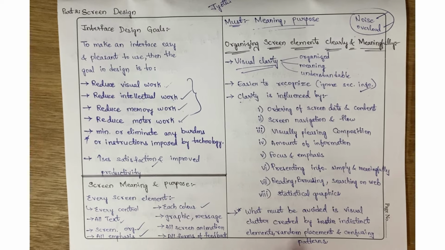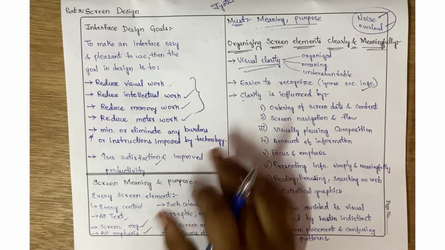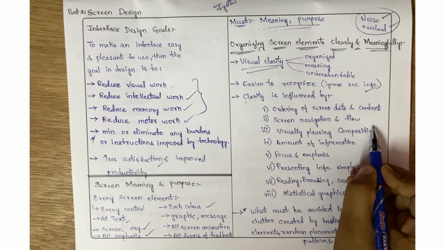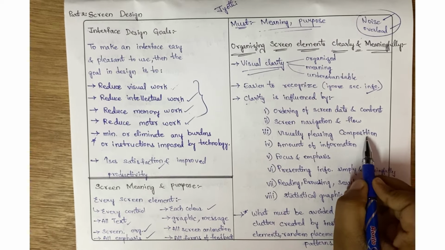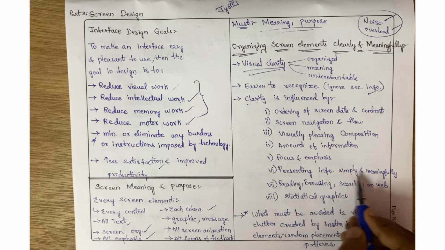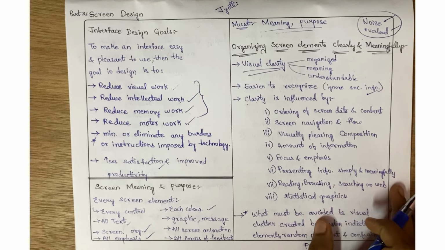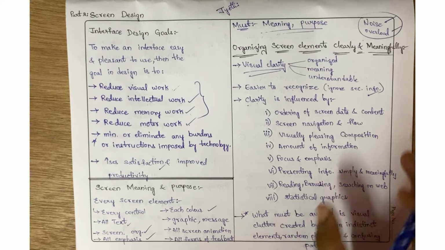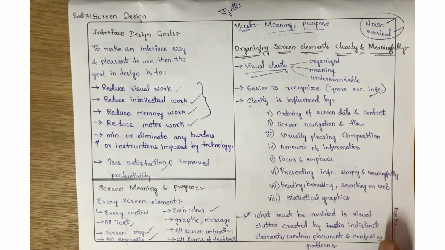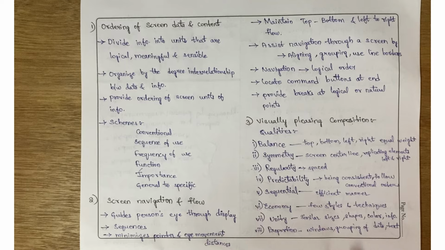As I said in the previous video, clarity is influenced by 8 parameters. The 8 parameters are: ordering of screen data and content, screen navigation and flow, visually pleasing composition, amount of information, focus and emphasis, presenting information simply and meaningfully, reading, browsing, searching on the web, and statistical graphics. In this video I'm going to cover the first 4, and the next 4 will be covered in another video.